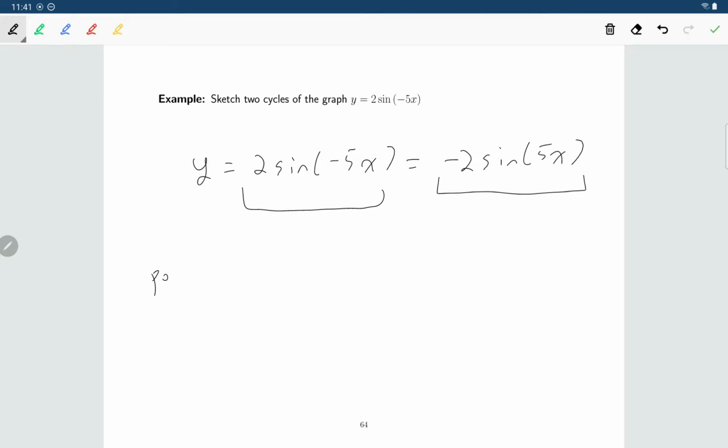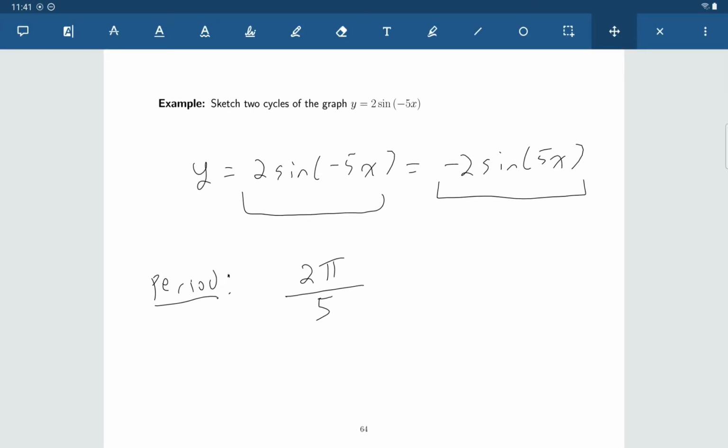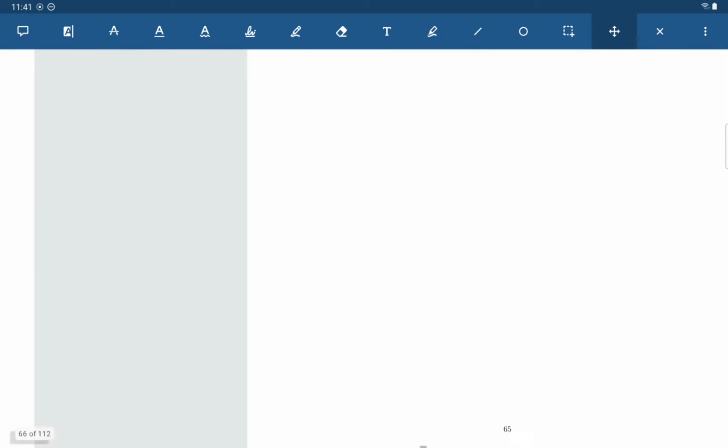And the next thing that I'll need to do is figure out what my period is. Sine has a period of 2 pi, and it's sine of 5x, so divided by 5. So my period then is 2 pi over 5. Okay, so we're pretty much good to go. We're ready to start finding our x-coordinates for our 5 key points.